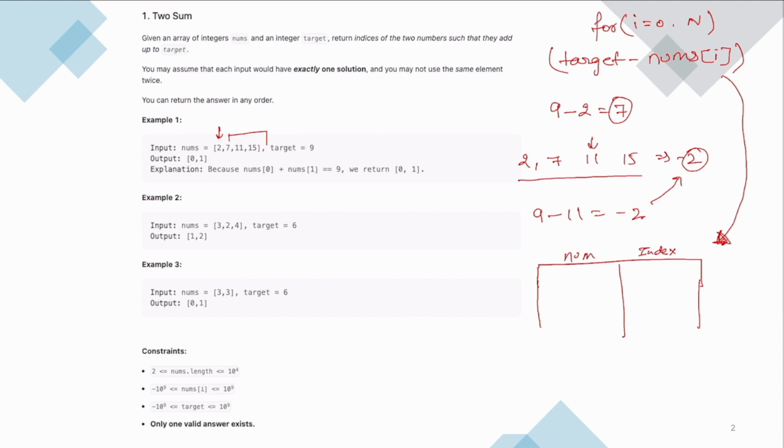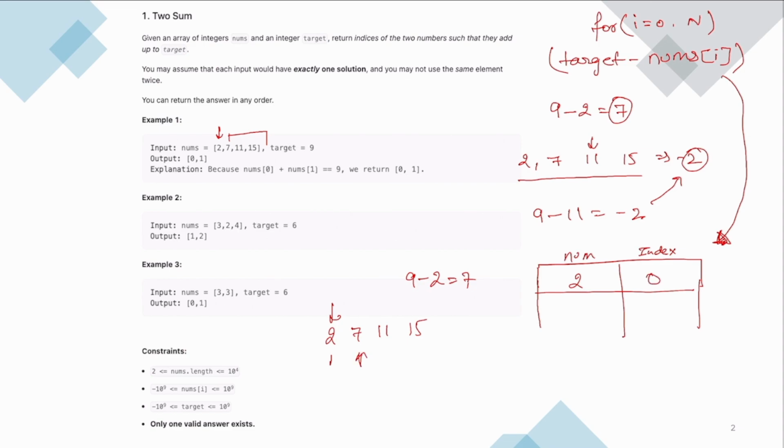So let's take an example here: 2, 7, 11 and 15. When you come to 2, there is nothing in this hash map, right? Target minus 2 is 7, which is not present. So you will store the 2 here. The index of 2 is 0.